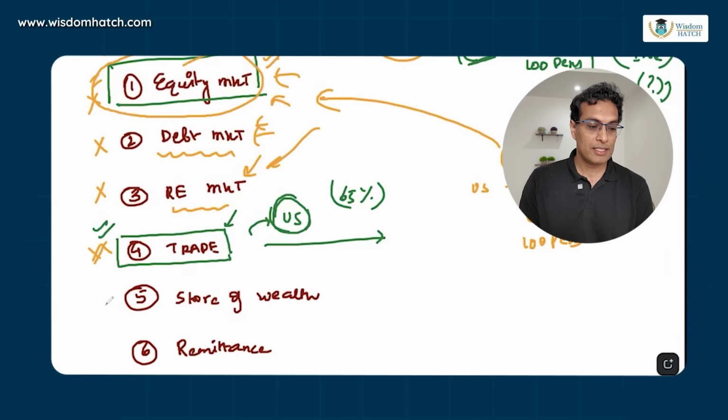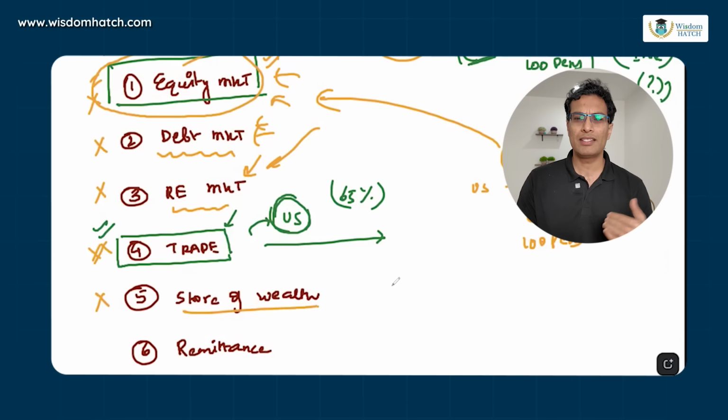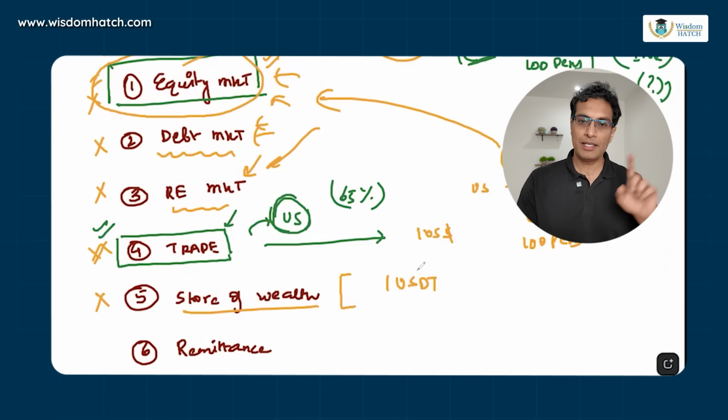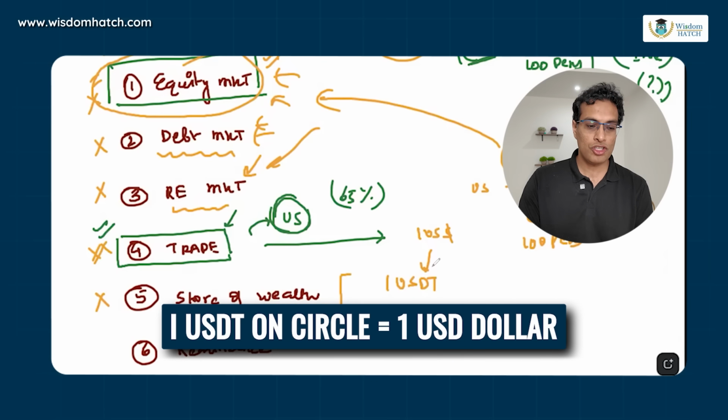Trade, I have already covered. Now, store of wealth. What does store of wealth mean? For example, there is something called stable coins. Stable coins work like this: for example, there is a company called Circle. What it does is that it buys $1 US, keeps it in a safe, and on the blockchain network, it releases $1 USDT.